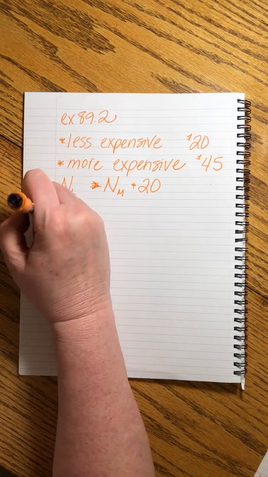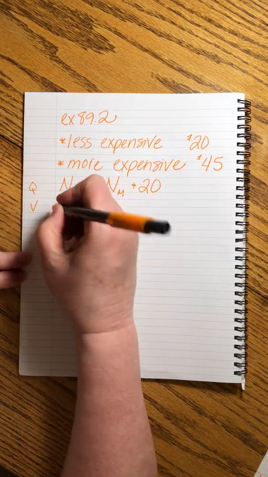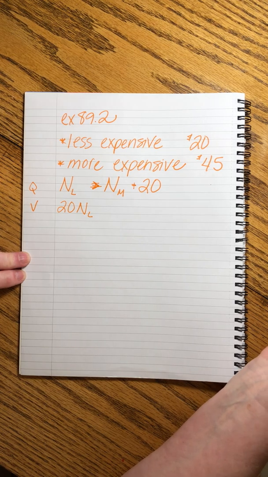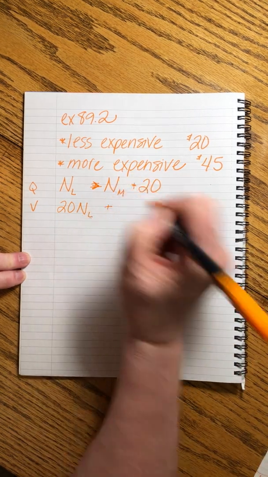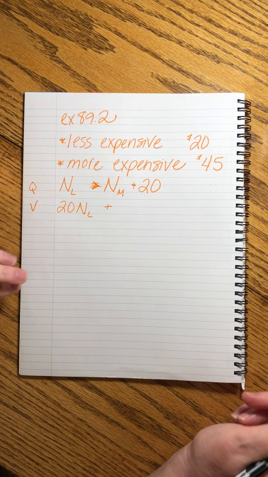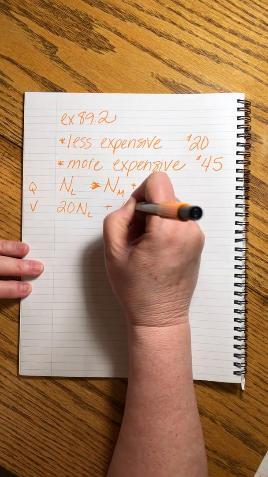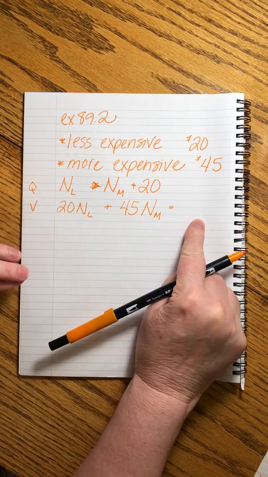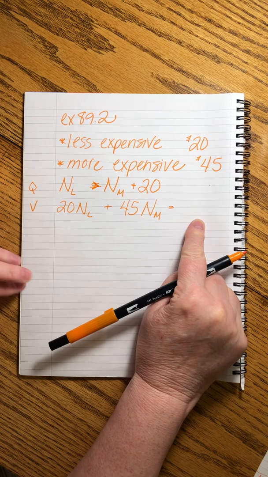Now we have to write our value statement. So we know that 20 times the number of less expensive plus $45, sorry, I got distracted, by the number of more expensive equals the total amount of money they got, which is 1375.